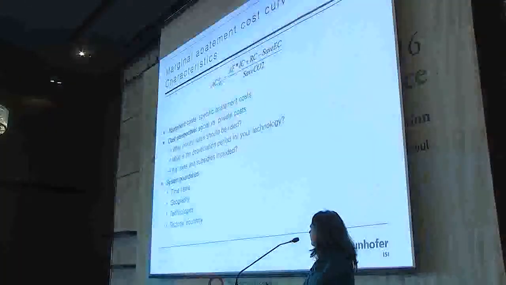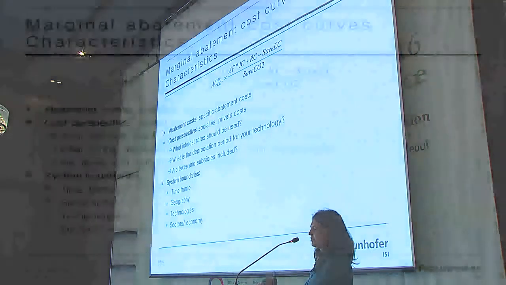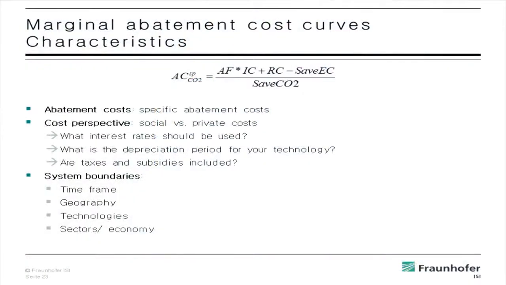And then, of course, you have system boundaries from your marginal abatement cost curves. They contain the time frame, the geography, the technologies that you include, whether you include more innovative technologies that might not yet be at the point of being actually available for use, but that might be more in pilot phase or stage. And of course, which sectors are covered by your marginal abatement cost curve.